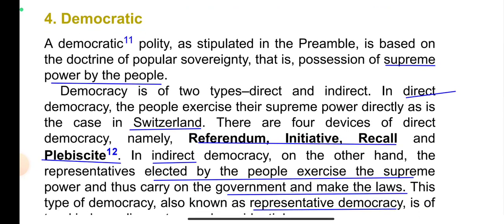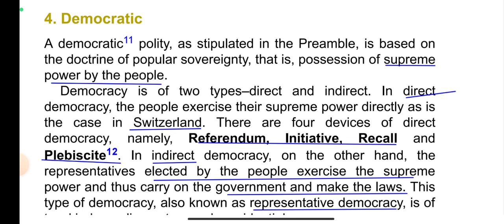Democratic. A democratic polity, as stipulated in the Preamble, is based on the doctrine of popular sovereignty, that is, possession of supreme power by the people. Democracy is of two types, direct and indirect. In direct democracy, the people exercise their supreme power directly, as is the case in Switzerland. There are four devices of direct democracy, namely referendum, initiative, recall, and plebiscite.